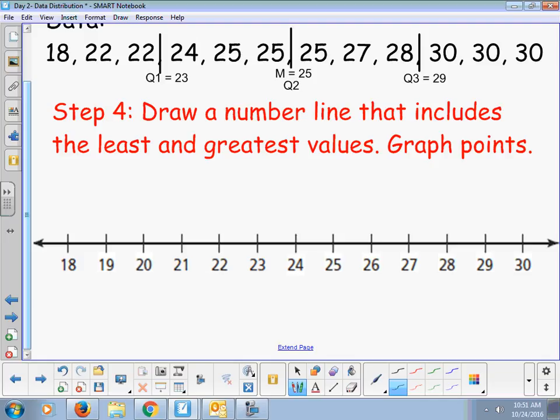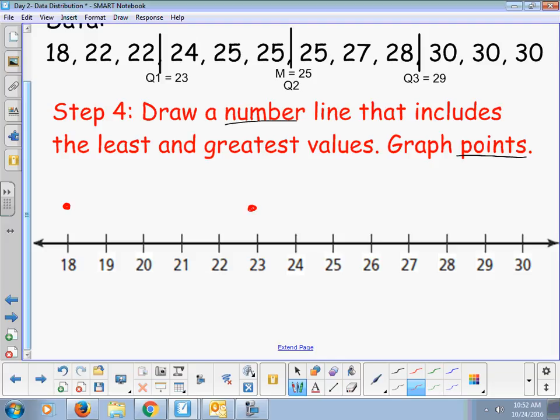Step 4 is to draw a number line that includes the least and greatest values and then graph your points. The points that we are graphing are our max, our min, our Q1, our median, and our Q3. Your number line is already drawn for you in your notes, so you're going to graph the points. You want to leave a little bit of space, so when you graph your min of 18, you're going to graph it a little bit above so you can create your box and whisker plot.